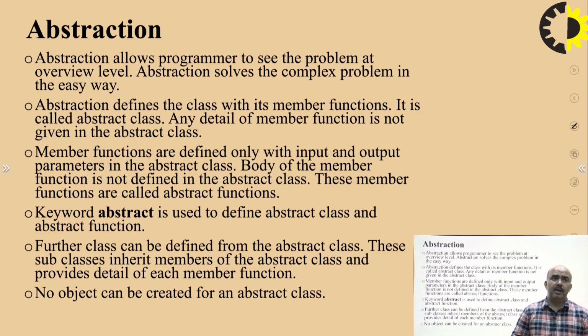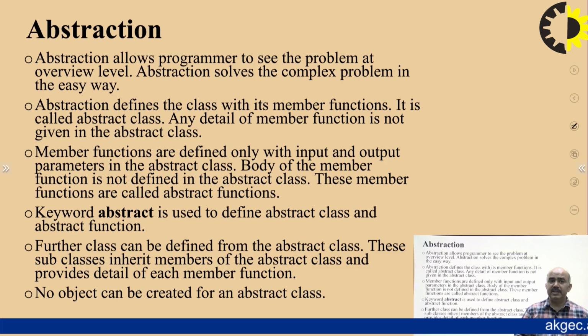So, abstraction defines the class with member functions. It is called an abstract class. Any detailed member function is not given in the abstract class. Member functions are defined only with input and output parameters in an abstract class. The body of the member function is not defined. These member functions are called abstract functions. The keyword abstract is used to define the abstract class and the abstract functions.